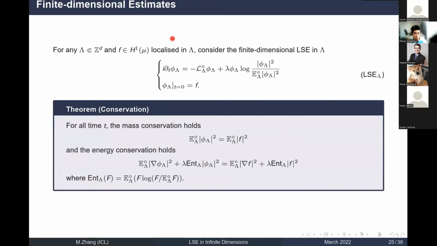So again, consider this finite dimensional LSE. Firstly, we have very simple conservation laws: mass conservation and energy conservation, where Ent is the entropy, which corresponds to this nonlinear term.